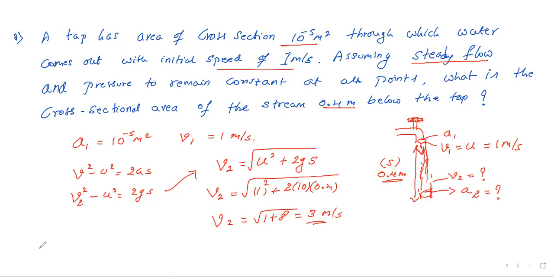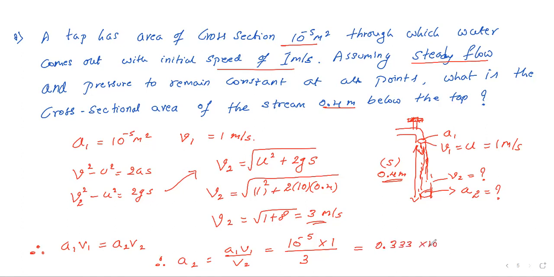Therefore, now I can use the equation of continuity: A1 V1 is equal to A2 V2. What I should find here is A2, therefore A2 will become A1 V1 divided by V2. Substitute all the values: 10 power minus 5 into V1 divided by V2. V2 is 3. The area of cross section of the stream is 1 over 3, that means 0.333, into 10 power minus 5 meter square.